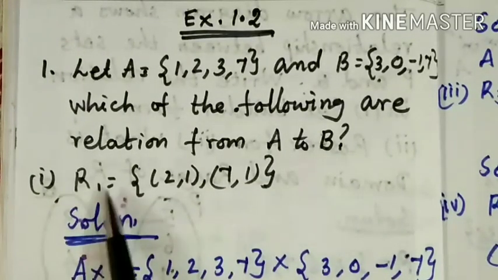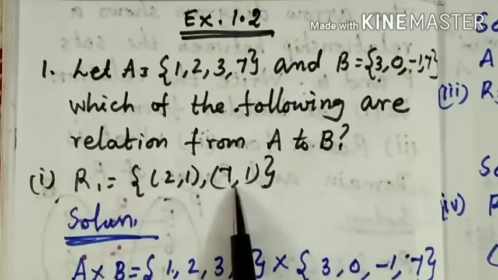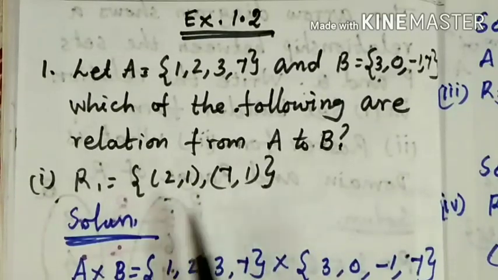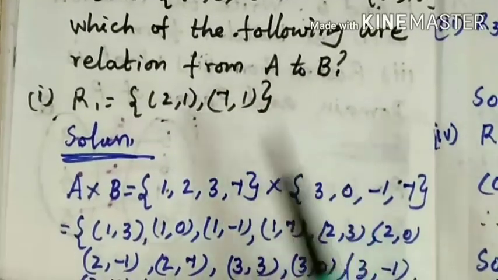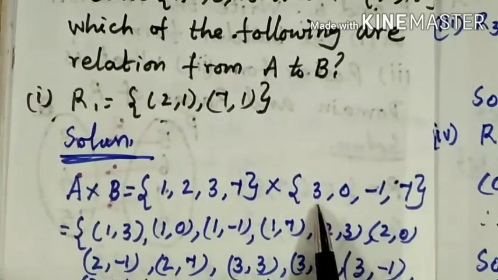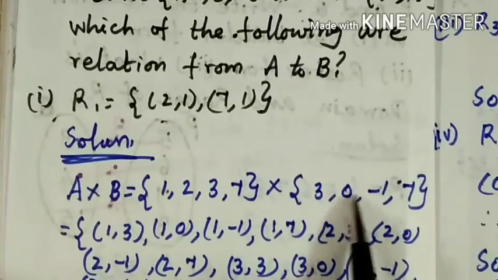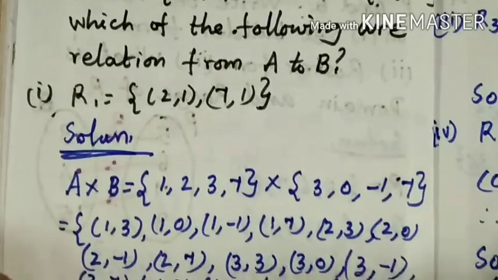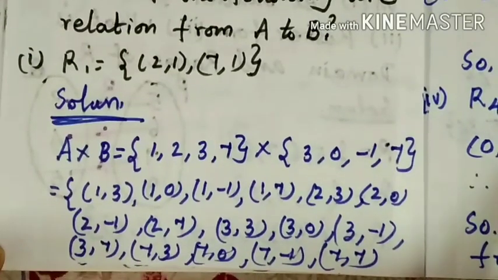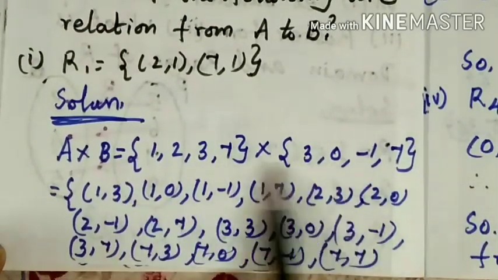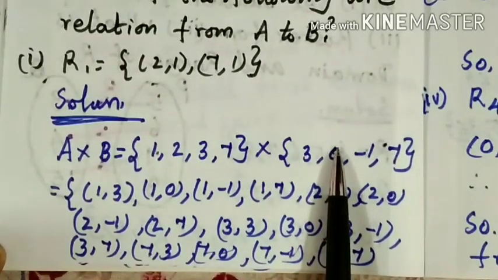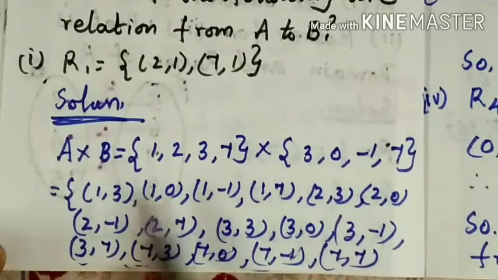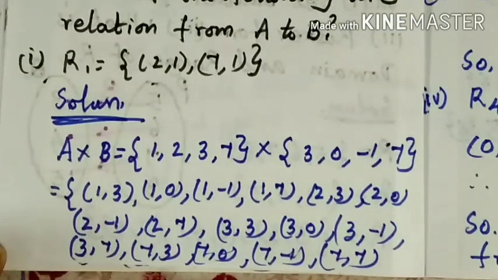See the first subdivision R1 = {(2, 1), (7, 1)}. Before that, you have to find A × B, which is set A {1, 2, 3, 7} cross set B {3, 0, −1, 7}. A × B means the set of all possible ordered pairs of set A and set B. Each element of set A is paired with every element of set B. Then we get these ordered pairs. Have a look and check it.